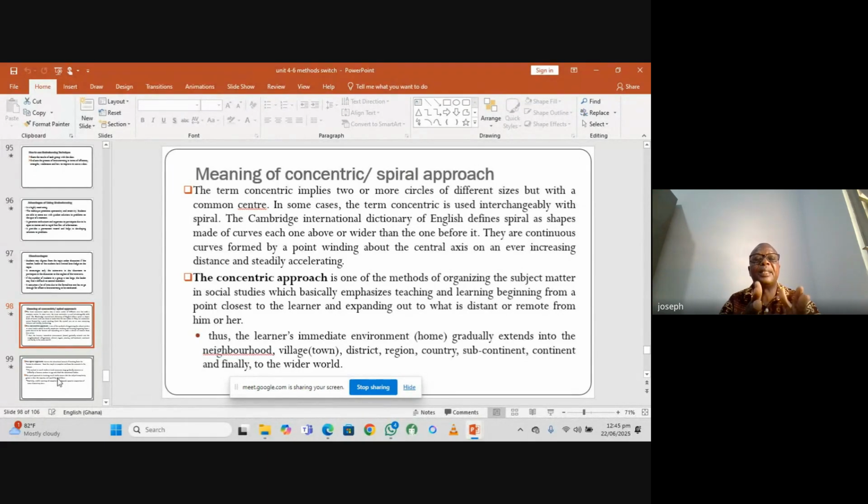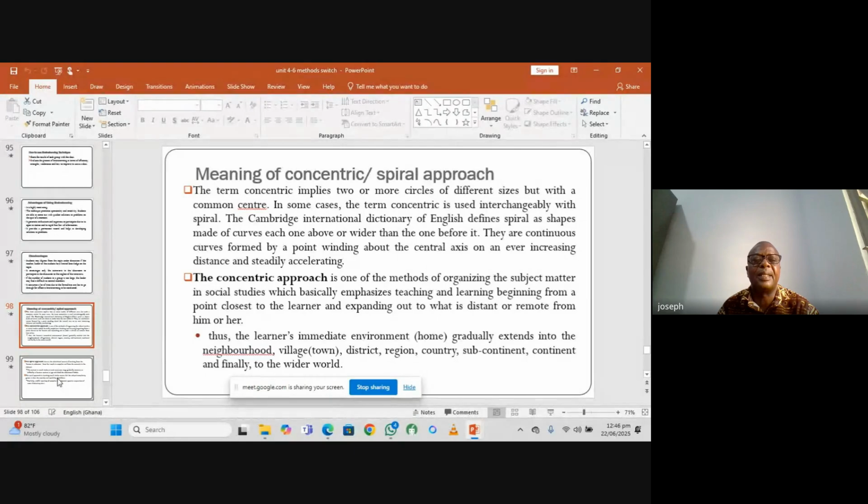That is why it is based on the pedagogical principle of teaching from known to unknown, so far as the concentric approach is concerned. That is why when you are teaching the child and there's an example in the classroom, you cite the example that is closer to him or her in the classroom before you cite an example that is far from him or her. So in the concentric approach, teaching and learning is done using the child's immediate environment before the outside environment.